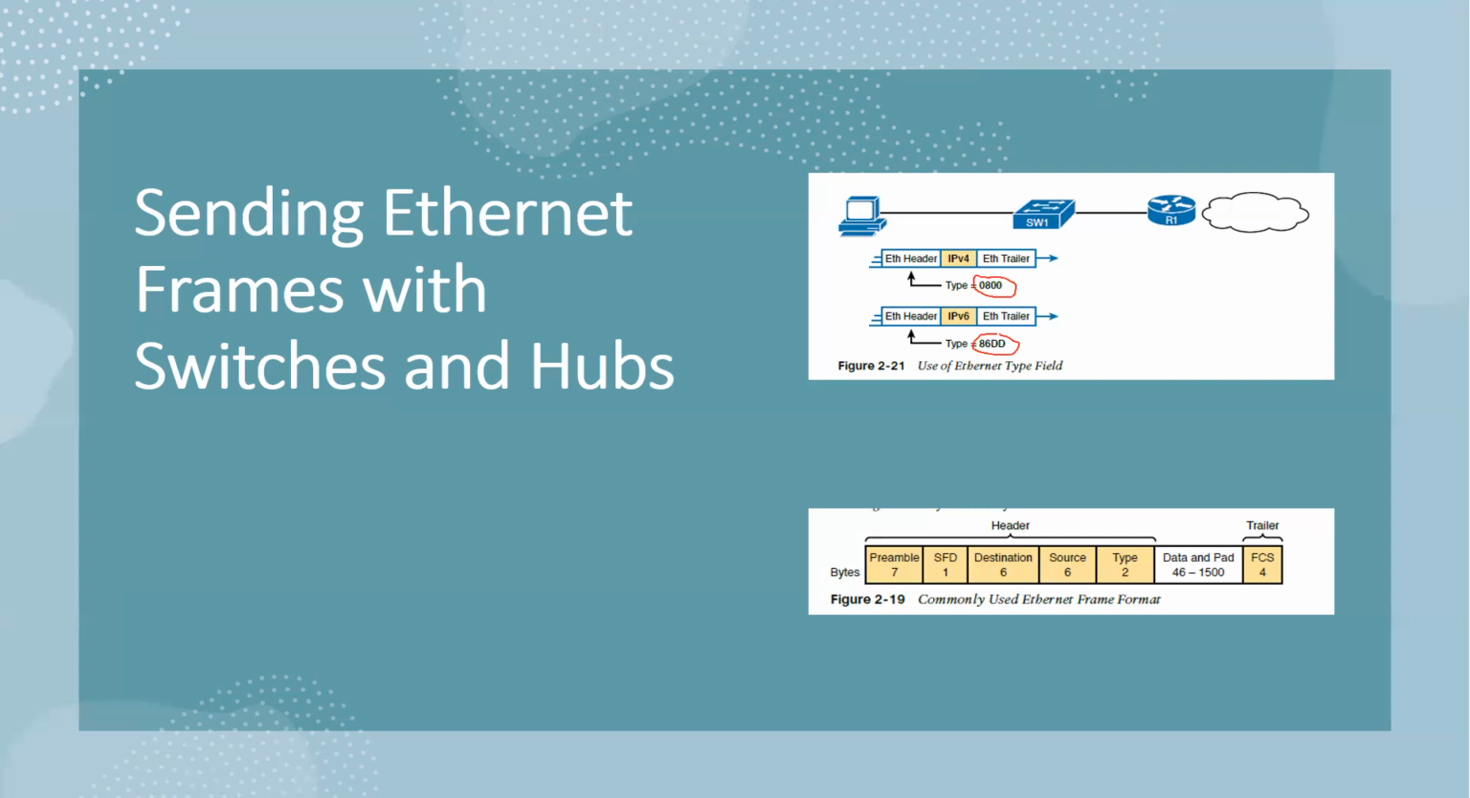And if it's a device that's reading this frame, it'll be able to decode and see the type and say, okay, this is IPv4, perfect, know what to do with this. IPv6, know what to do with this. And again, that's right here on the header, that last piece right before that payload. Okay, let's keep going.